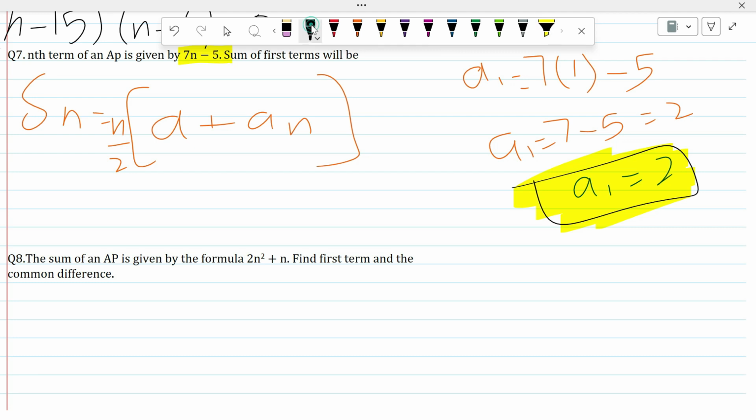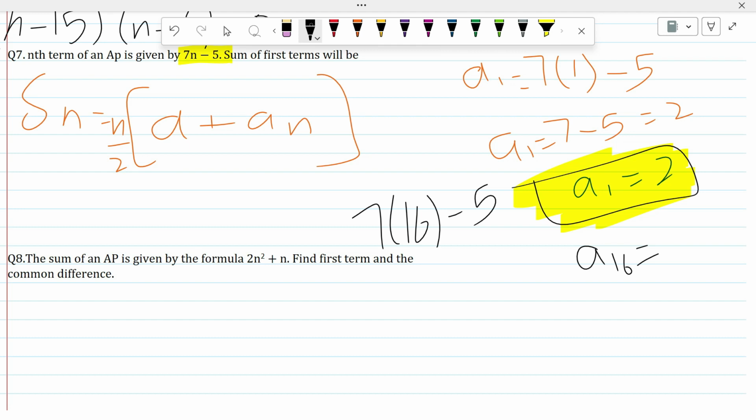Now we have to find the 16th term because we want to find the sum of 16 terms. A16 is equal to what? Let me substitute 16 instead of n. Here is 7 into 16 minus 5. Now let me calculate this. Now 7 tens is 70, and if I add 42 to that, that would become 112, I think.